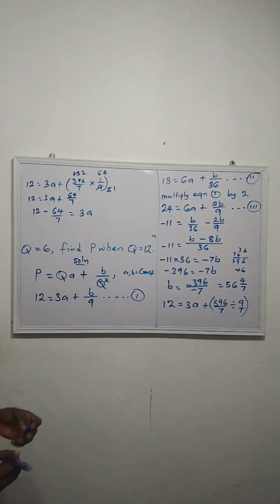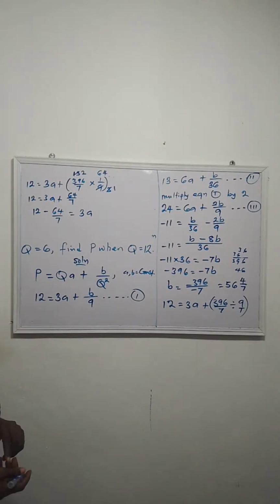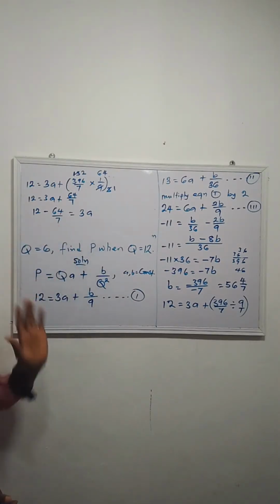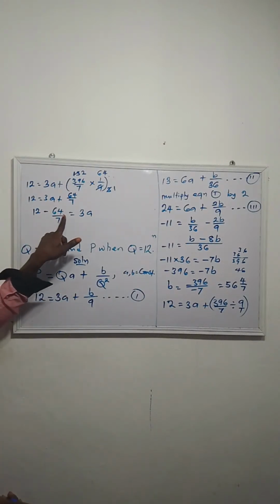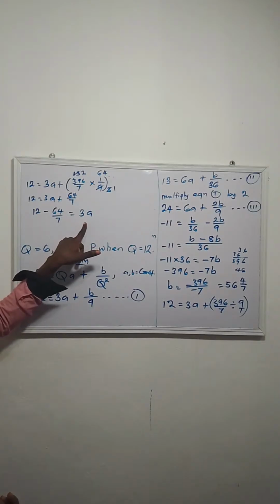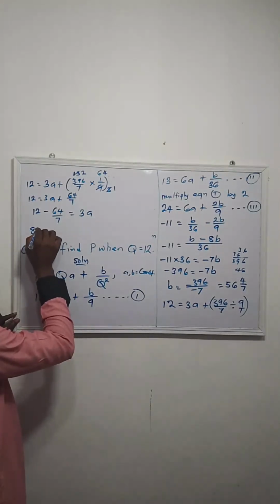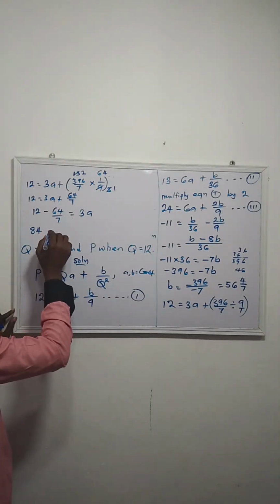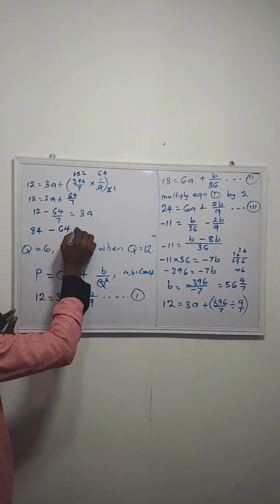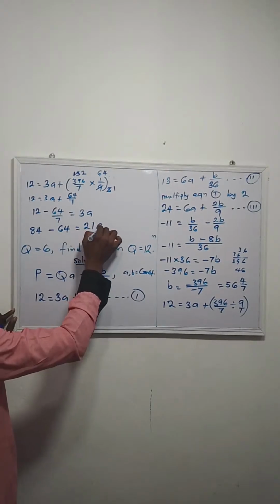All right. So now here we look for the LCM of the denominator, or we just multiply through by 7. So let's multiply through by 7. You multiply this by 7, this by 7, this by 7. Okay? So now, when you multiply this by 7, what do you have? You have 84. Now multiply this by 7, you have minus 64 equals to multiply 3a by 7. What do you have? 21a.